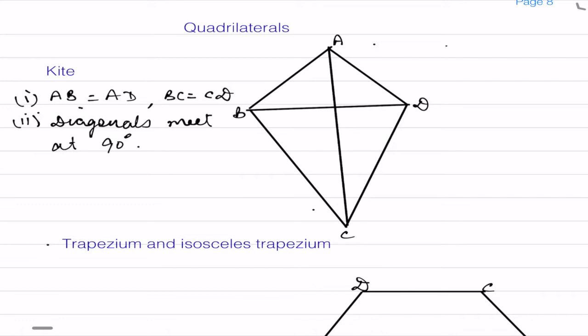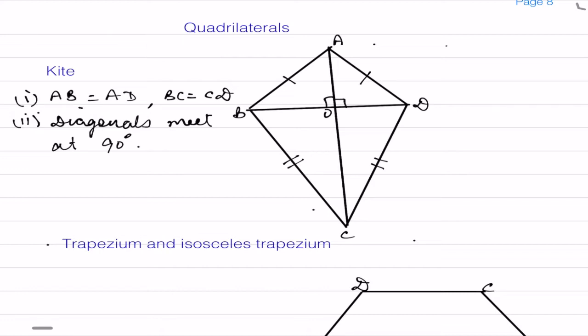First is kite. What is a kite? A quadrilateral in which the two pairs of adjacent sides are equal is known as a kite. So two pairs of adjacent sides means AB is equal to AD and BC is equal to CD. So this figure is known as a kite. And the second property of the kite is that the diagonals of the kite meet each other at 90 degrees.